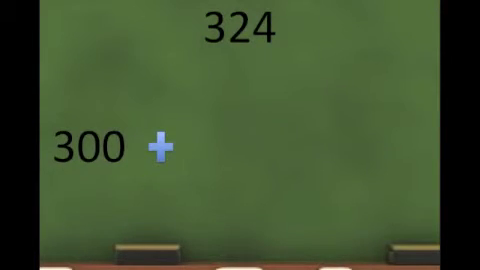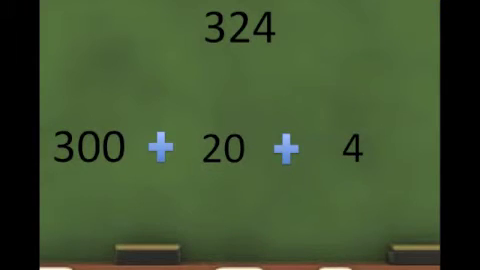Now we have the 2. What is the value of the 2? 20, since the 2 is in the tens place. Good job, guys. So we write down the 20 and put down the addition sign. Last of all, we have the 4. What is the 4 worth in this number? Since the 4 is in the ones place, it is worth 4. So the number 324 written in expanded form is 300 plus 20 plus 4.